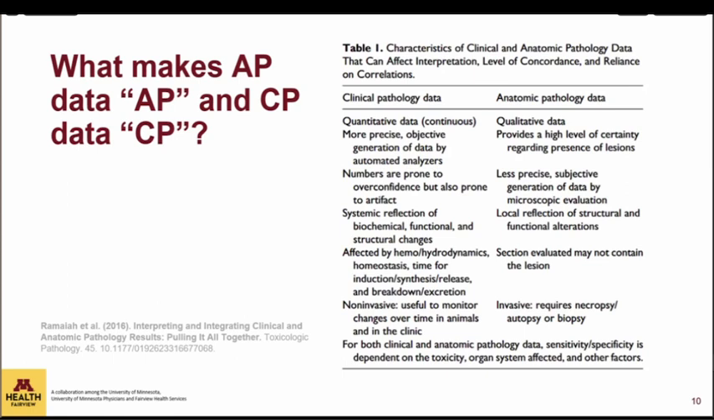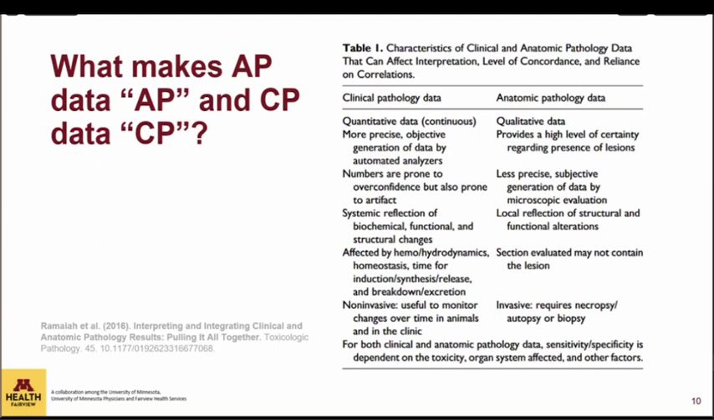So what makes AP data AP and CP data CP? The short answer is nothing. There's no hard and fast rule other than how these have been historically practiced and how we have built them into our systems. But with that said, there are some overarching characteristics that tend to fall with AP and CP data respectively, and these are due to those differences in practice and the way that we've built these results.